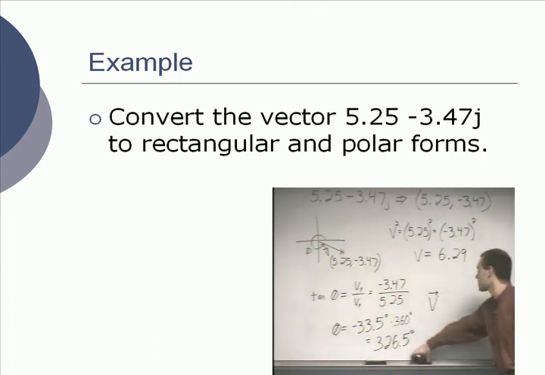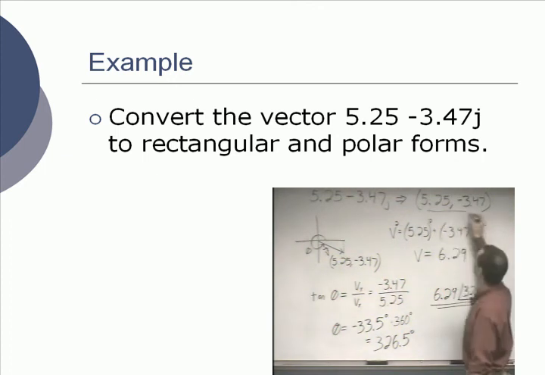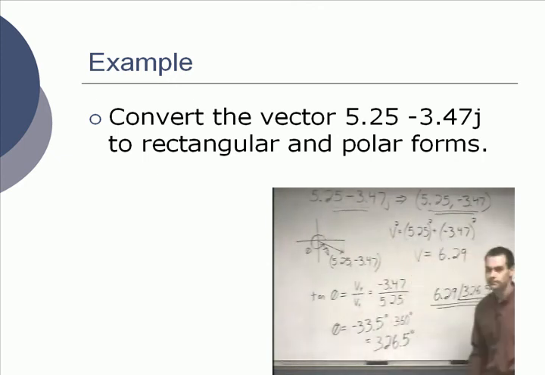The polar form of this vector, we really don't need to name it, is 6.29 at 326.5 degrees. Polar form, rectangular form, complex form. And we're done.